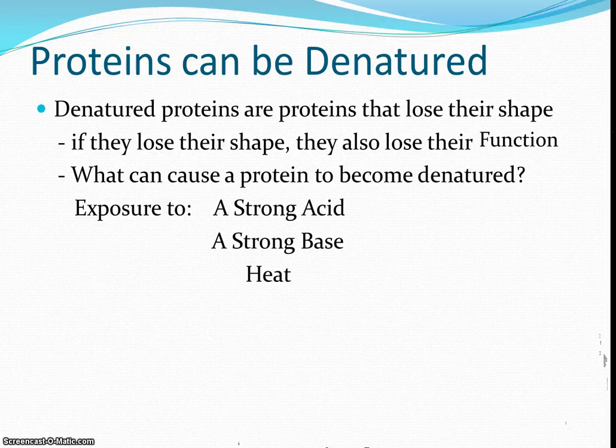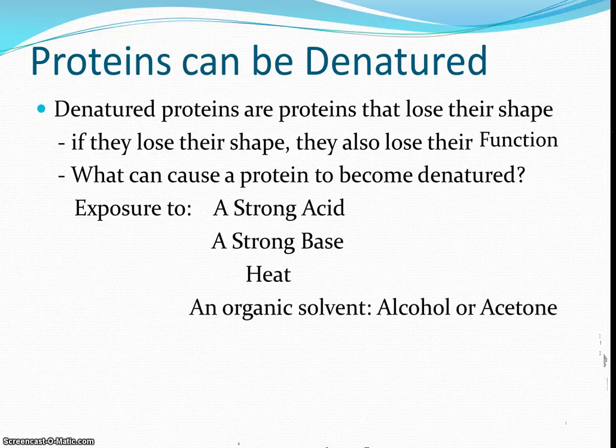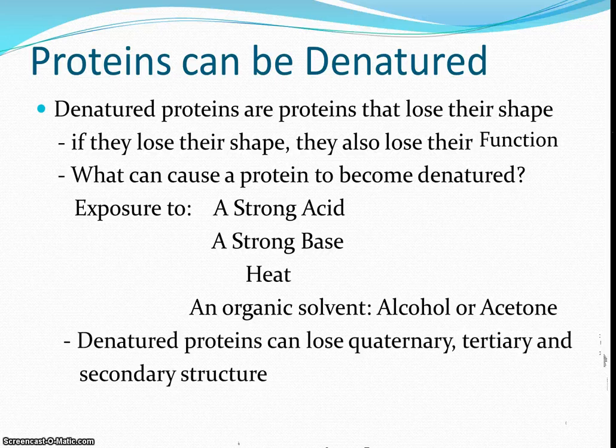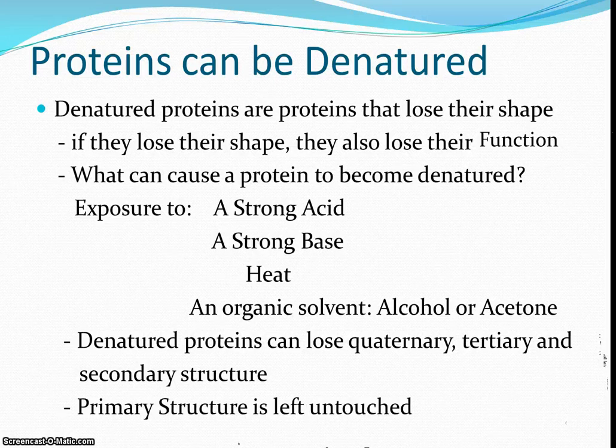That means that some of your enzymes aren't working right, your hemoglobin's not working right, a lot of things aren't working right. And then something like alcohol or acetone, those are organic solvents, which means that they're made out of carbon. They're just very strong solvents that would be able to break down proteins. So proteins that are denatured lose their quaternary, tertiary, and secondary structure, but they still maintain their primary structure, which means that the order of the amino acids never changes. But if it cannot fold into any of those other 3, it cannot work.